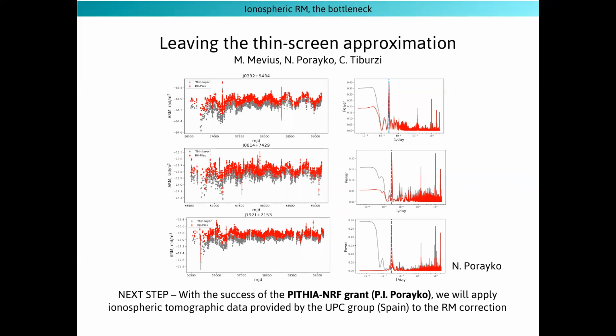So the next step is to implement in RM extract, to substitute this full profile of the electron content with the tomographic data of the ionosphere that are being provided to us by the UPC group in Spain. And we hope that this will take care once and for all of the daily sine wave.